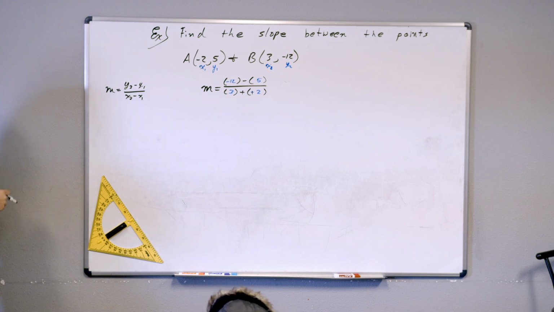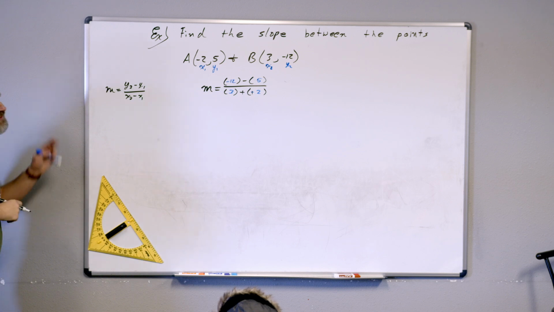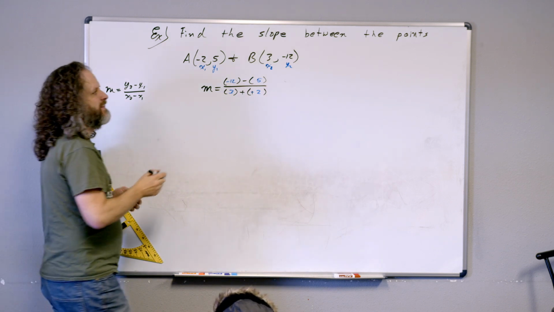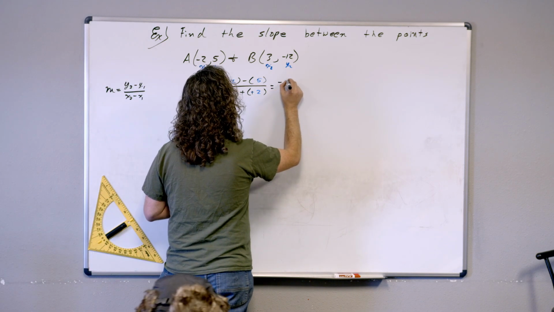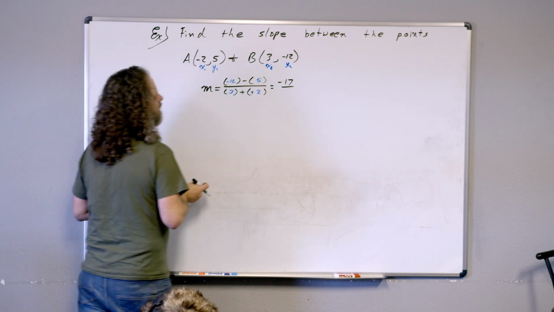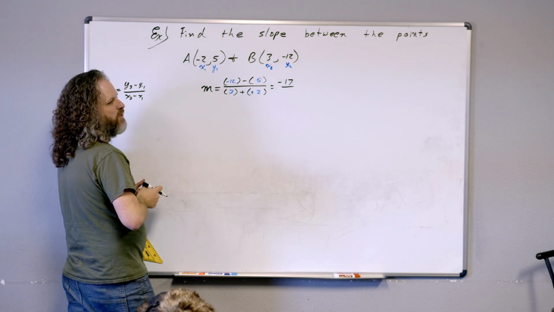Are the signs the same or different? Same. So, do we add or subtract? Add and keep the sign. So, what's negative 12 plus negative 5? Negative 17. And then 3 plus 2 is what?